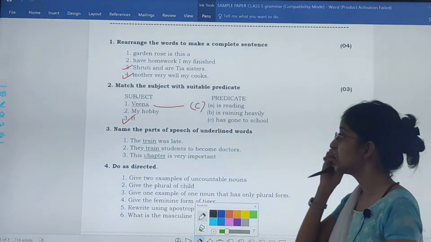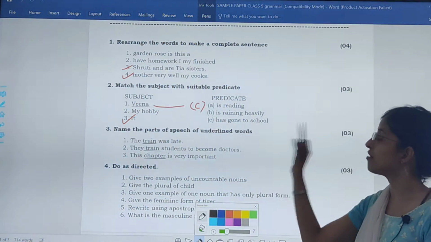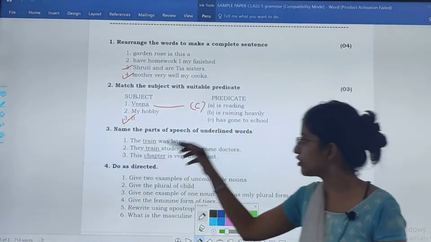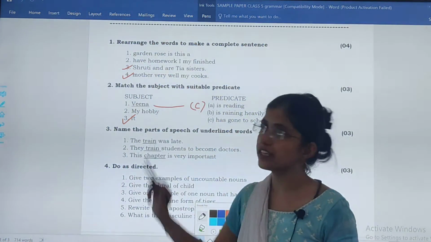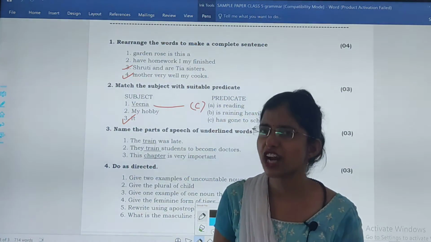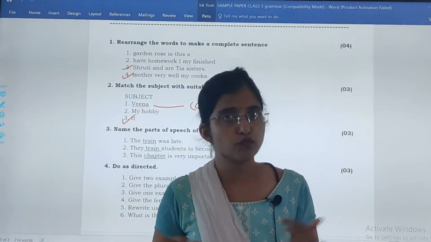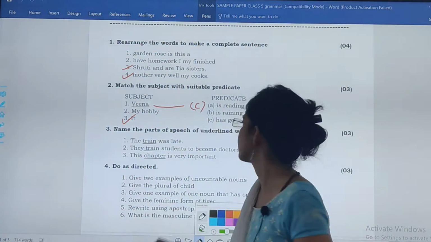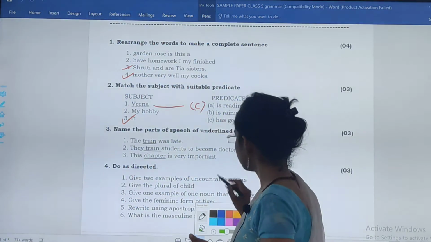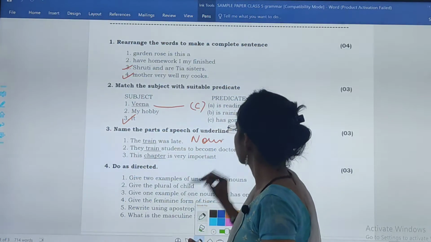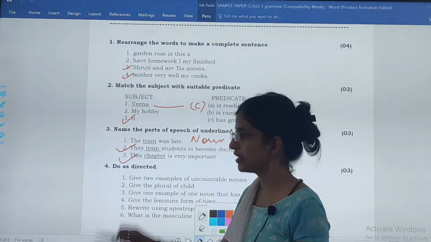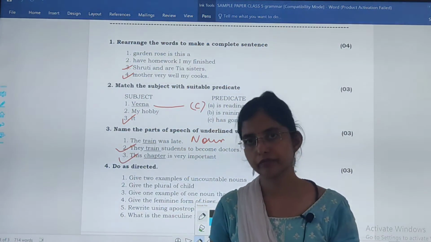Then comes third. Name the parts of speech of underlined words. 3 questions, 3 marks. The train was late. Here the train is, क्या है train? Noun, verb, adjective, pronoun. What it is? It is noun. 2 and 3 is your homework.